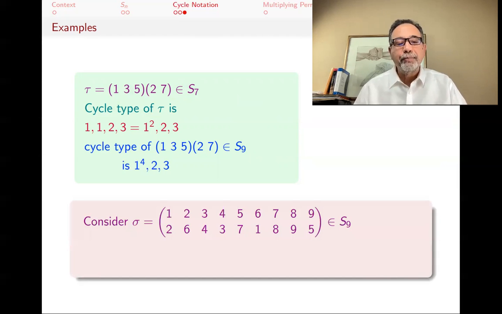Let's look at another example. This is a 2-line permutation for something in S9. First, the cycle decomposition of sigma. How do I do that? I start with 1. Where does it go? 1 goes to 2, so 1 goes to 2. Then at 2, where does 2 go?